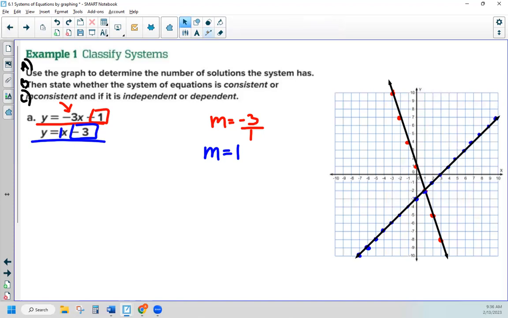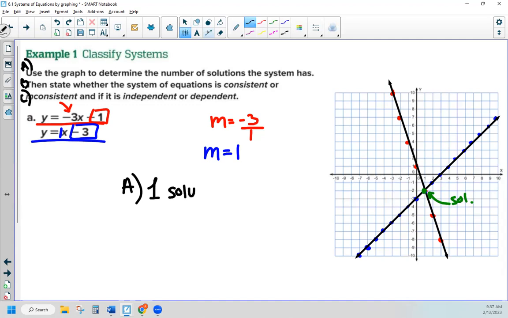So the first thing, let's go look at part A. Use the graph to determine the number of solutions that the system has. Well, how many solutions do we have here? One solution. We have one single solution where the lines intersect. One point. That's your solution. So we have one solution. And it's always good to state where that solution is located. That solution is located 1 to the right and then down 2. So it's 1 comma -2.